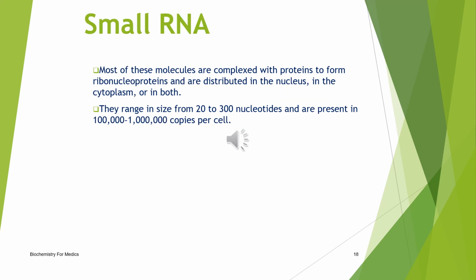Small RNA. Most of these molecules are complexed to proteins to form ribonucleoproteins and are distributed in the nucleus and the cytoplasm. They range in size from 20 to 300 nucleotides and are present in 100,000 to 1 million copies per cell.